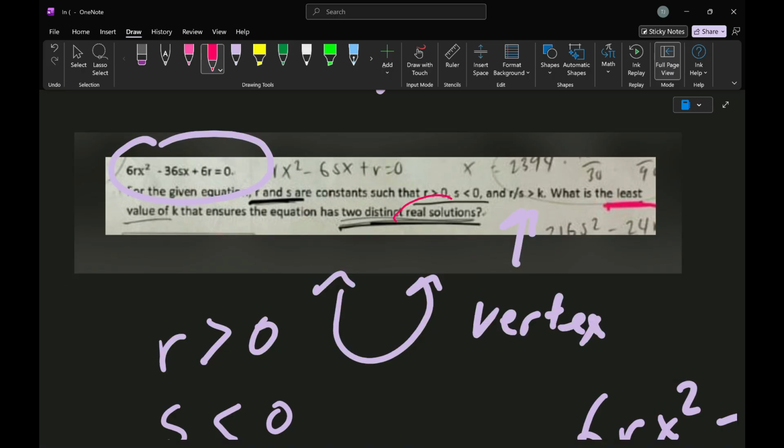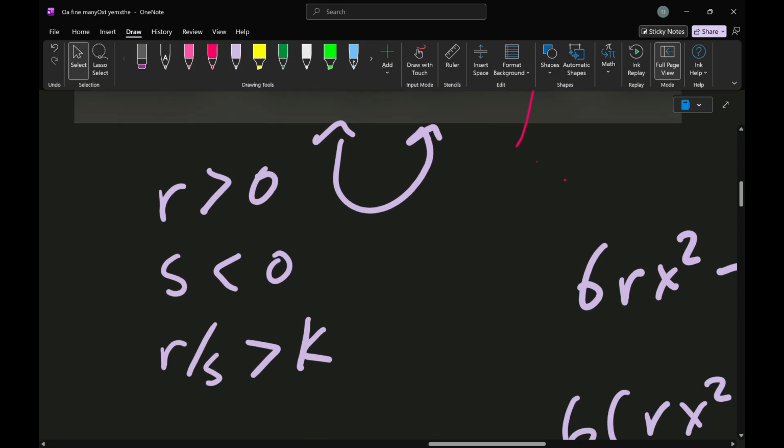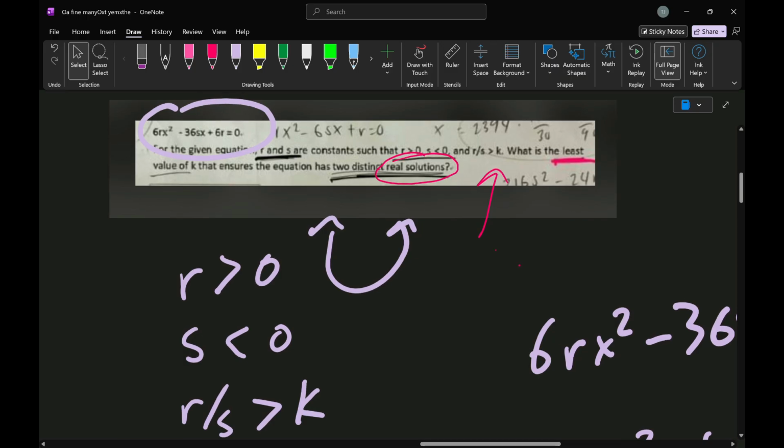So this is a distraction, so I'll just eliminate this part, because whenever there's h and k I think of vertex, but I'm gonna remove this part which says k. So r must be greater than 0. So if r is greater than 0, it must be pointing up, right? And s must be less than 0.